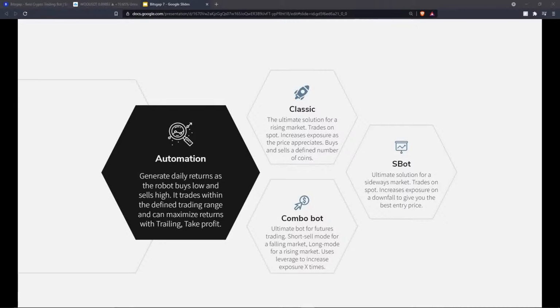Let's begin. So today we will be talking about 3 automated trading strategies and how to pick the right moment on the market to switch between these automated trading strategies that we have here at Bitsgap.